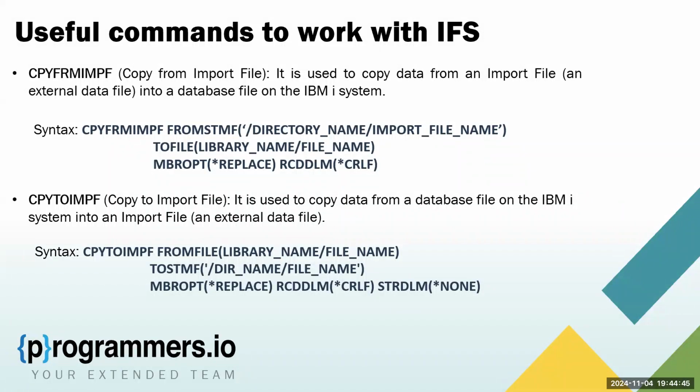Then the last parameter is RCDDLM, which represents the record delimiter. Here, record delimiter means which character in the from file will denote the end of one record and the start of a new record in the to file. For text files, we use star CRLF, where CR is carriage return and LF represents line feed. These delimiters basically denote the end of one line in text files. Apart from this, we can also mention any character value that will work as the record delimiter. For example, we can mention a comma to work as a delimiter.